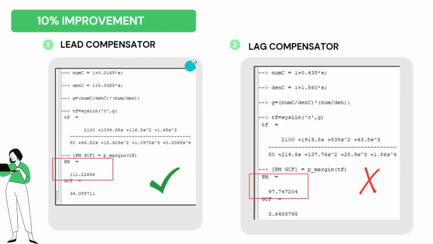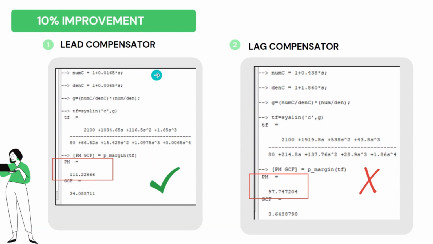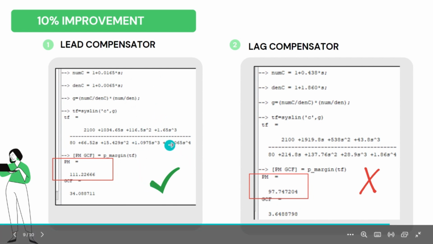Now we can compare and choose which one is improved by 10%. Here we can see that the phase margin of the lead compensator is greater than the phase margin of the lag compensator. So we can say that the lead compensator is improved by 10%.